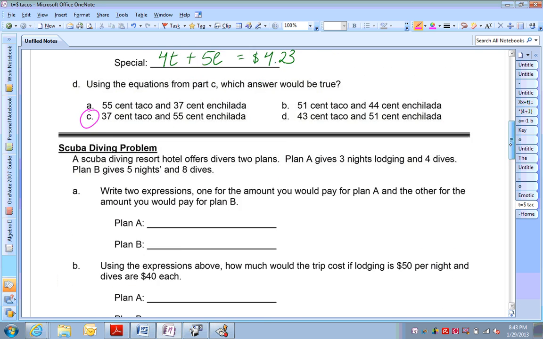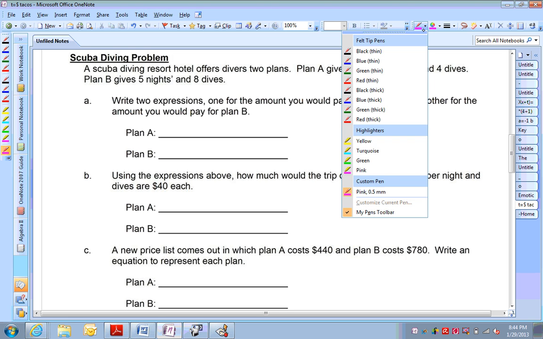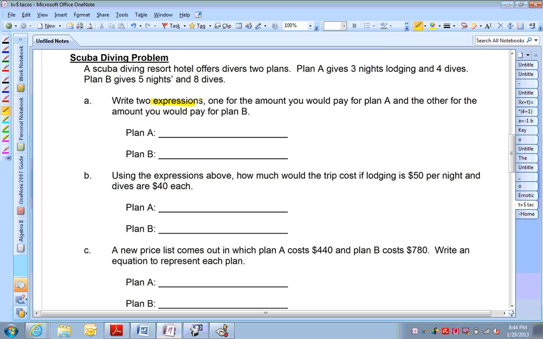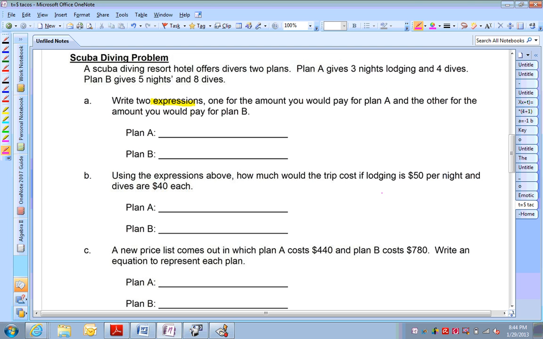Alright, let's move on to problem 2, the scuba diving problem. Okay, so we're going to a scuba diving resort and hotel, and it offers divers 2 plans. Plan A gives you 3 nights of lodging and 4 dives. Plan B gives you 5 nights and 8 dives. So they want 2 expressions. Remember, expressions are different from equations. Okay, and they want them to represent the amount that you would pay for Plan A and the other for the amount that you would pay for Plan B.